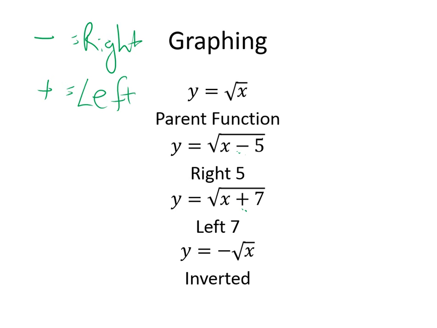Okay, so it's inverted. Now if you have something that's being added outside the radical, so if I were to say on this top one plus 8, but it's not under the radical, as you see it's outside of it, this is the up or down. Okay, so this would be moved up 8. Now if we looked at this one, I said minus 6, this would be down 6. So if you add or subtract anything outside of the radical, that is the shifting up and down. If it's added or subtracted inside the radical, that's the left or right.